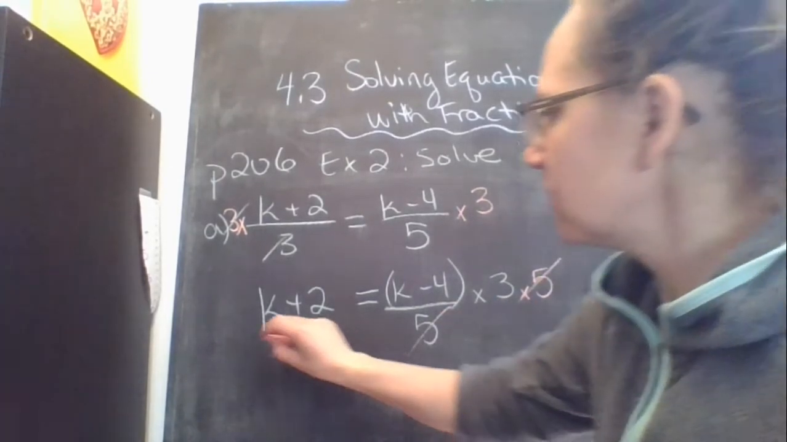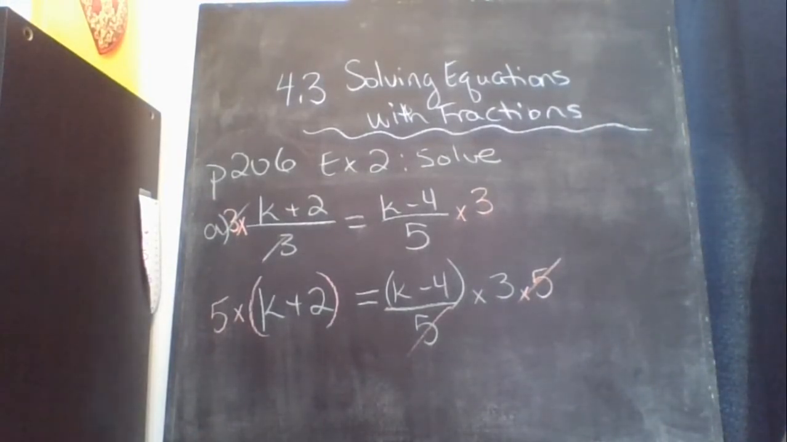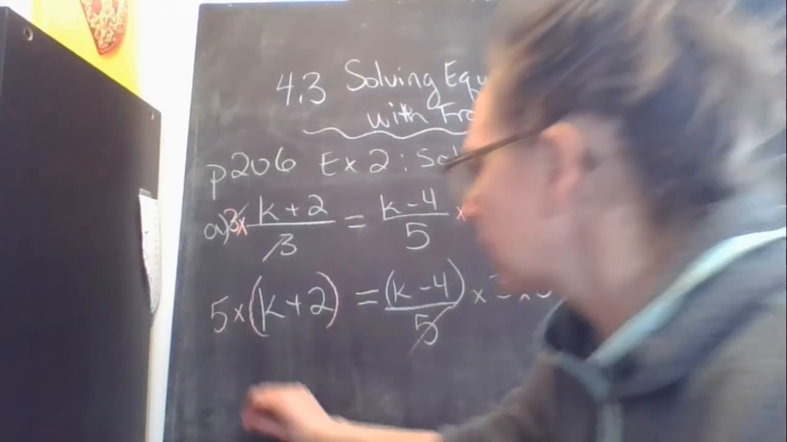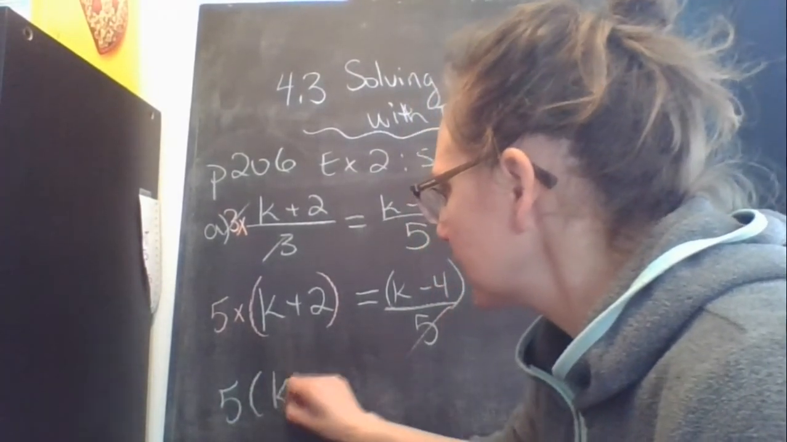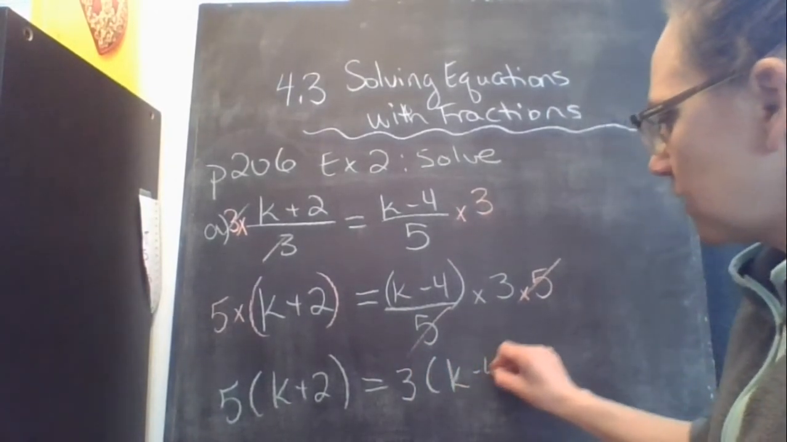So that'll get rid of that one. Times this side by 5. And remember, it's the whole numerator. And now we can start simplifying. So what do I got? I've got 5 bracket k plus 2 end bracket equals 3 bracket k minus 4.